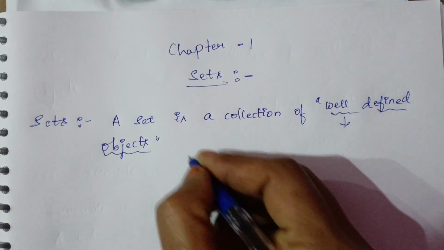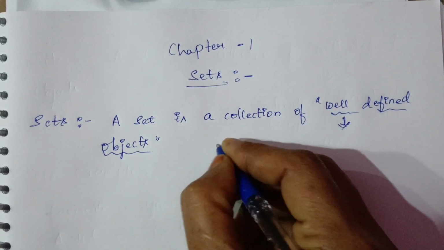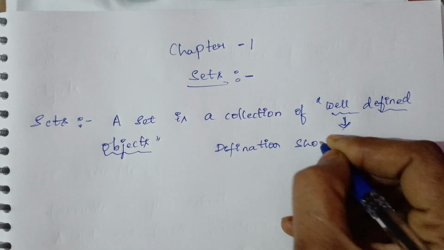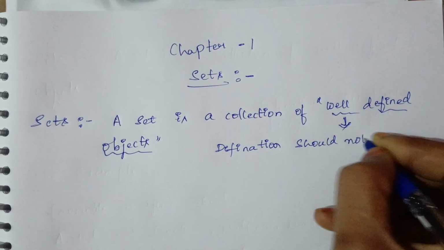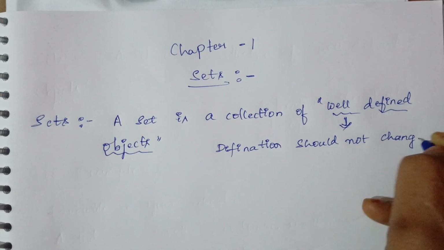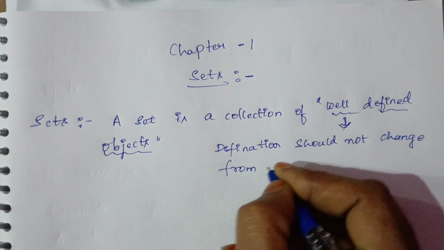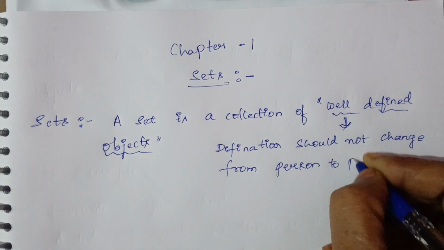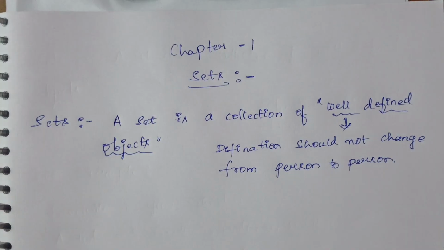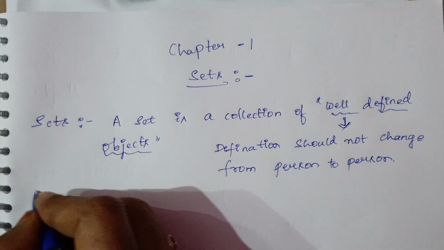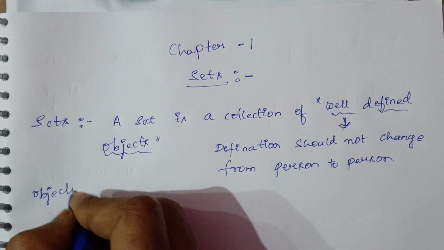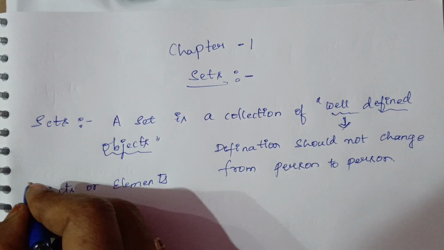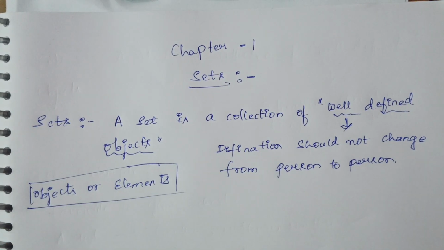Well-defined means the definition should not change from person to person. We call it well-defined objects. These objects we call objects or elements.